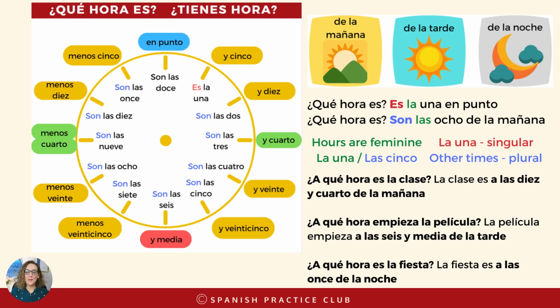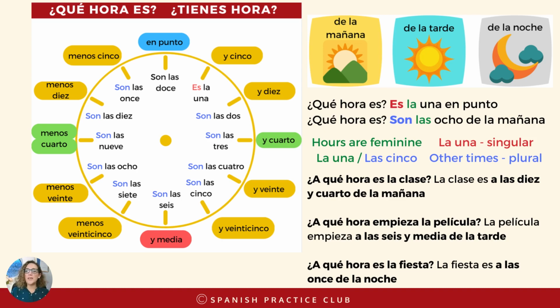On the left-hand side of the clock, we have the same words for the minutes. So we have 5, 10, 20, and 25. But instead of adding the minutes, now what we need to do is subtract the minutes to go to the full hour. So instead of the word y, we use the word menos, which literally means minus. So it will be menos 5, menos 10. That will be your literal translation.